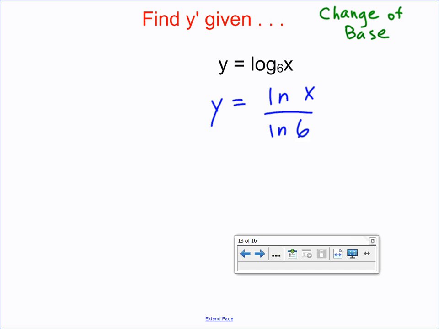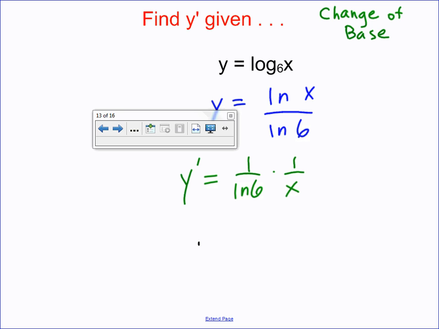So now we can treat that ln 6 on the bottom as a constant. That 1 over ln 6 is just a constant multiplier, so I'll pull it out in front and simply differentiate the natural log of x with respect to x. I know that to be 1 over x. And voila, it looks like y prime equals 1 over x ln 6.